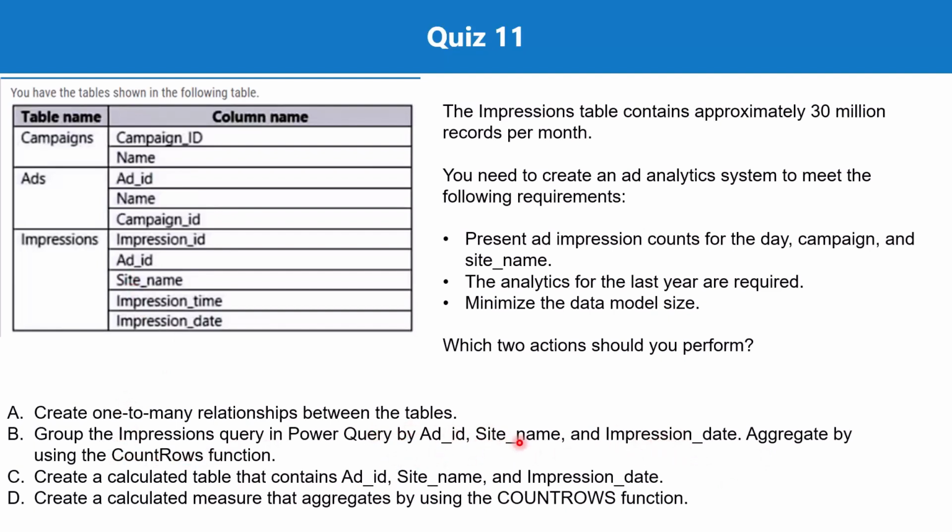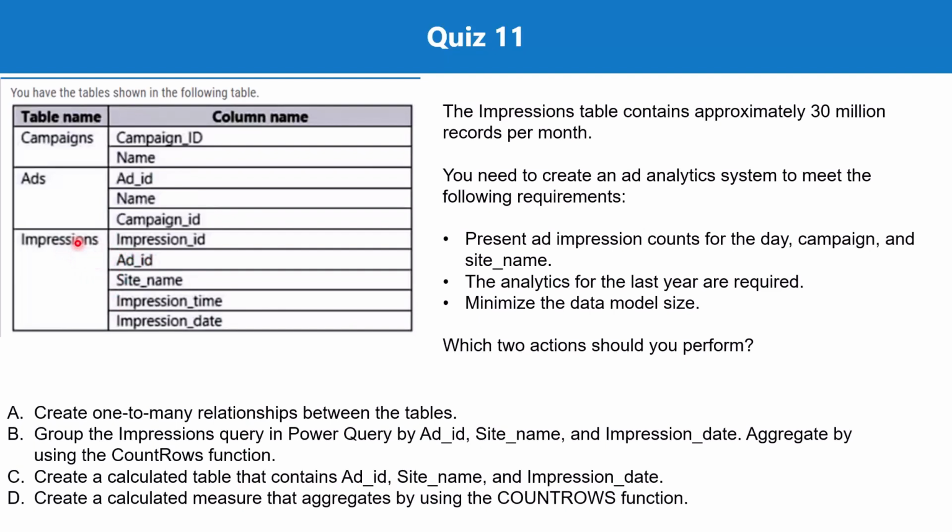So once we group these, then we will be able to know the impression counts for the day, for the campaign, and the site name. So this is what this action here is actually representing, and we will also be preserving the date. So once we have the date, then we can also perform the last year analytics as well. So we do not require the impression time, so that is why the impression time is not included here. And obviously impression ID is just an ID for this particular column.